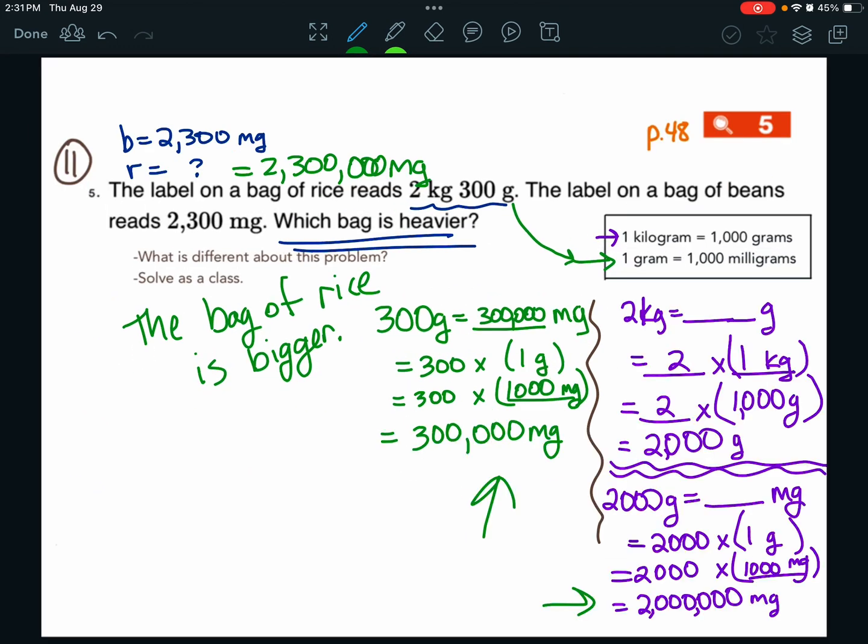So go ahead and try a few problems from the problem set and then do the exit ticket.